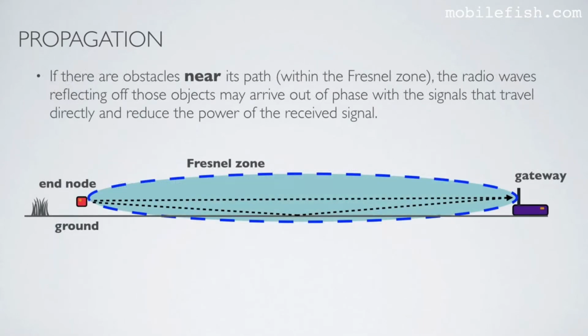But even if there is a direct line of sight, you must always consider the Fresnel zone. I will explain what the Fresnel zone is in detail in the next video. But for now, this is the Fresnel zone, this is the ground. And in this particular example, the ground is an obstacle within the Fresnel zone. If this is the case, the radio waves reflecting off those objects, in this case the ground, may arrive out of phase with the signals that travel directly and reduce the power of the received signal. So this is the direct signal, this is the reflected signal, and these two signals are out of phase. Because of this, the signal strength is reduced.